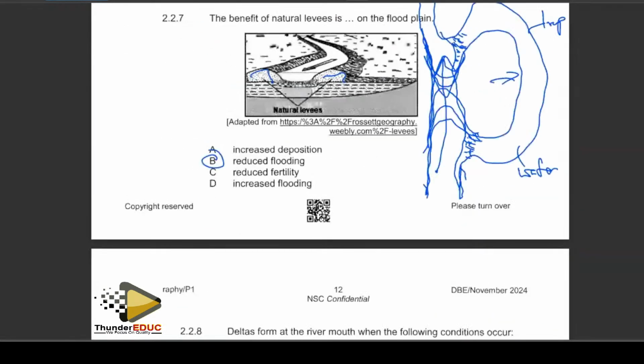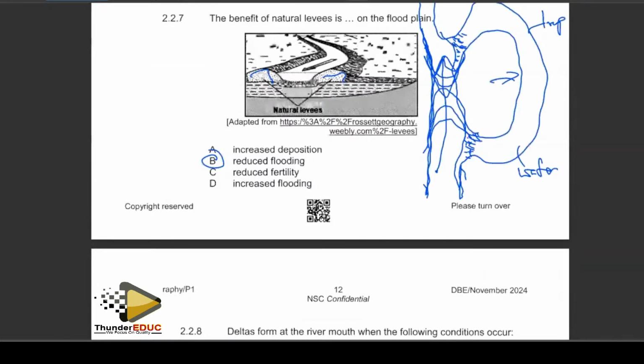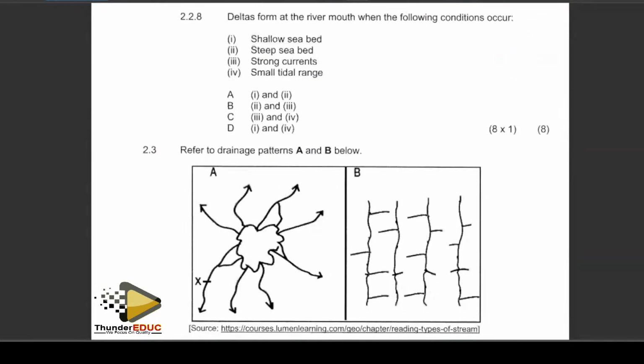The next question is talking about how deltas form. Yes, it's deltas form at the river mouth when the following conditions occur. Which conditions facilitate the formation of deltas? Remember, deltas, we are looking at that part of the river channel where it gets into its mouth. The river branches into distributaries that are going to feed into the ocean. It's no more one distinct river, but rather it's branching off because of deposition.